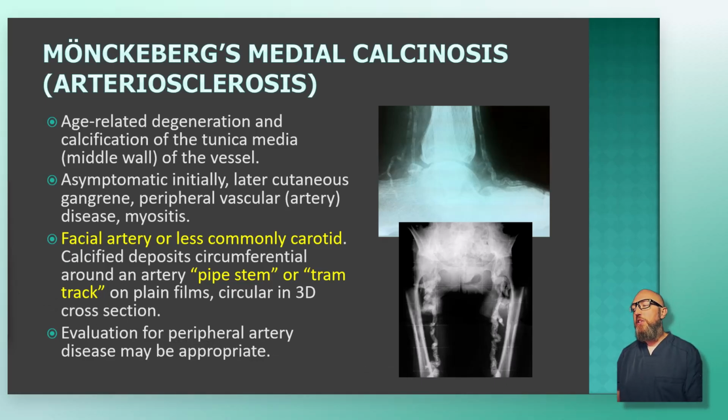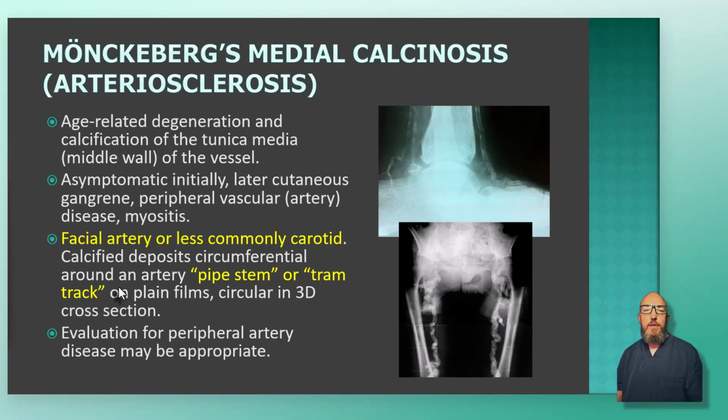And the distinguishing factor about this is, notice instead of in the carotid artery, those atheroma calcifications, it looked more irregular and dense, kind of big accumulation. These are just more faint calcifications around the periphery, and that's what they call the pipe stem or tram track on plain films. It'll appear circular in the 3D cross-section. And so again, this requires a referral.